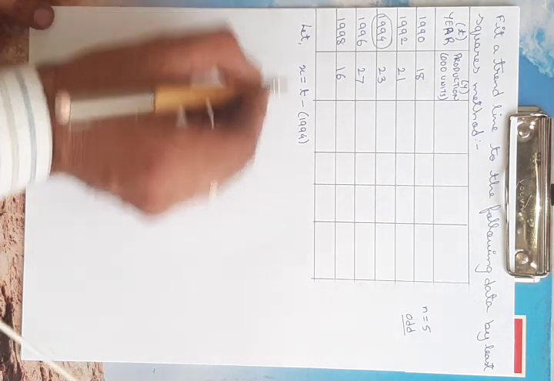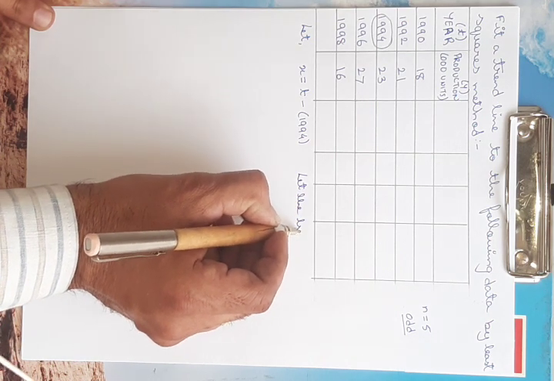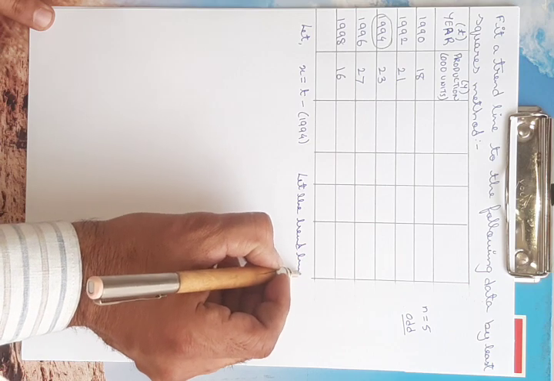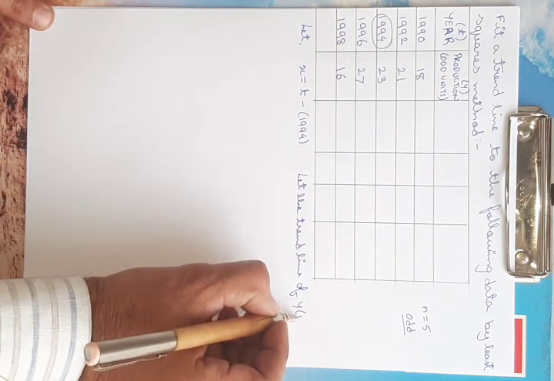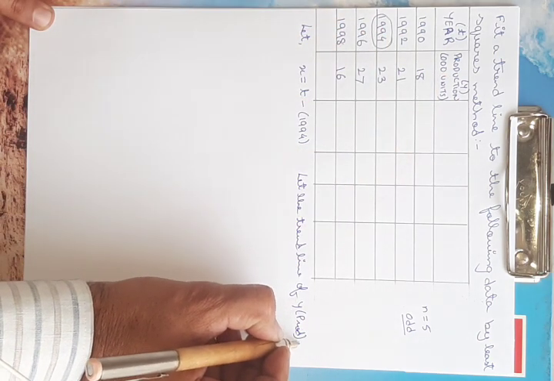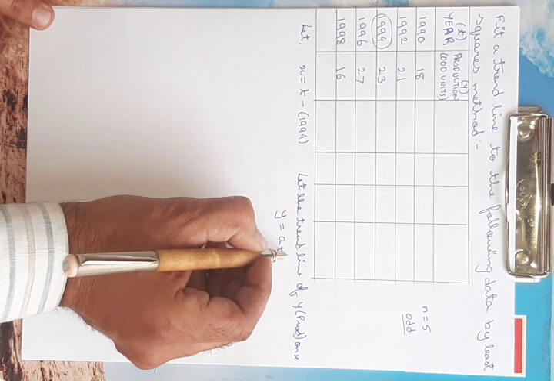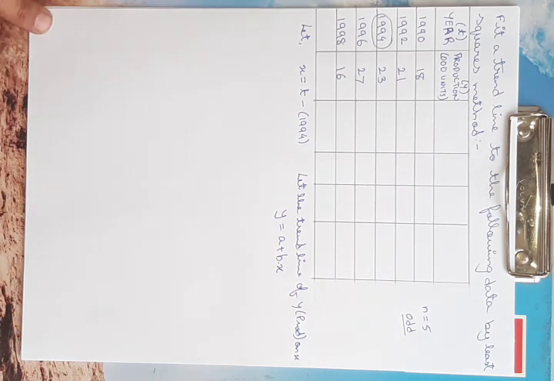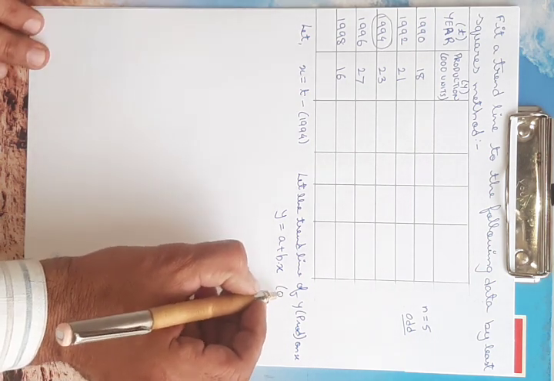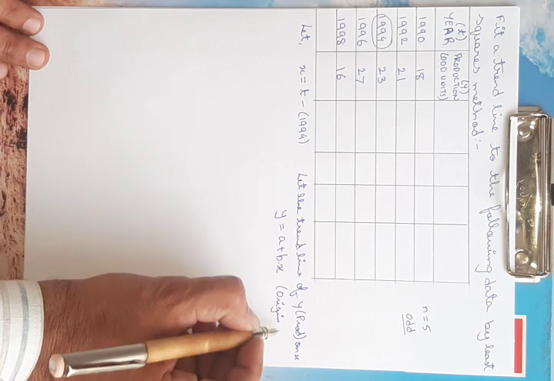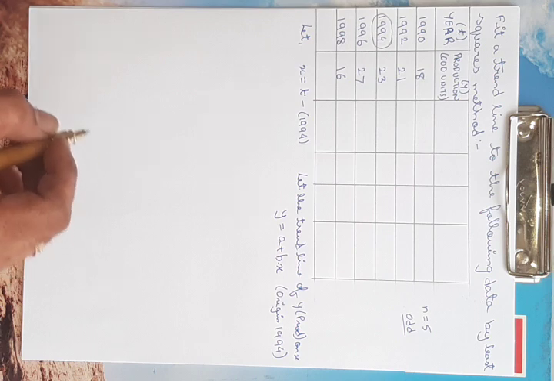Next we have to assume one more thing: let the trend line of y, that is production, on x be given by the formula y is equal to a plus b into x. Now here we have to fit this particular trend equation. The origin which we have considered, the middle value, is 1994. Fine. Now let us see how we are going to calculate the two equations.